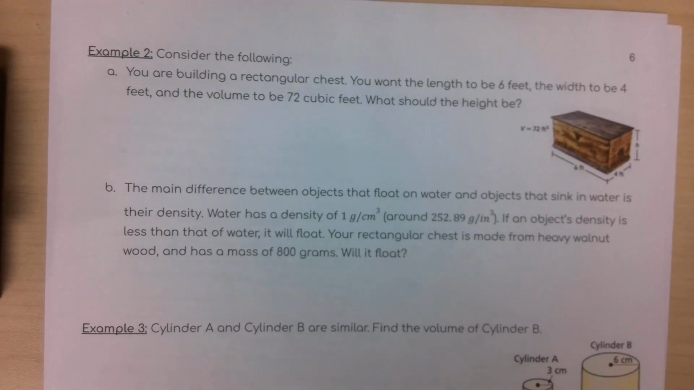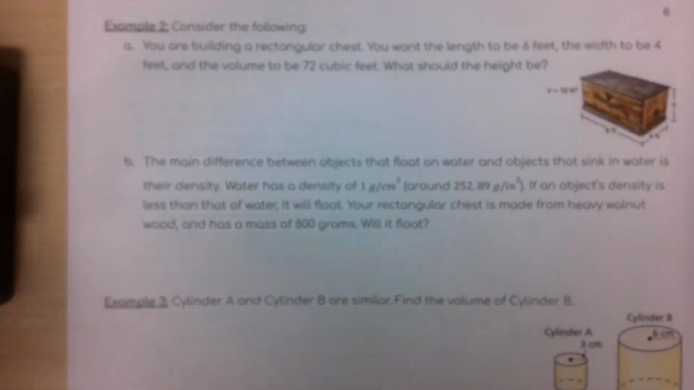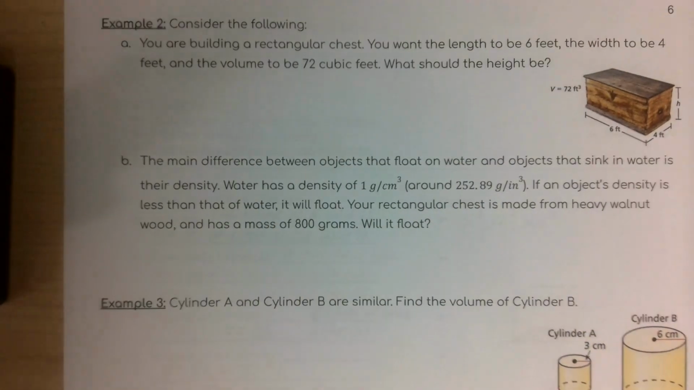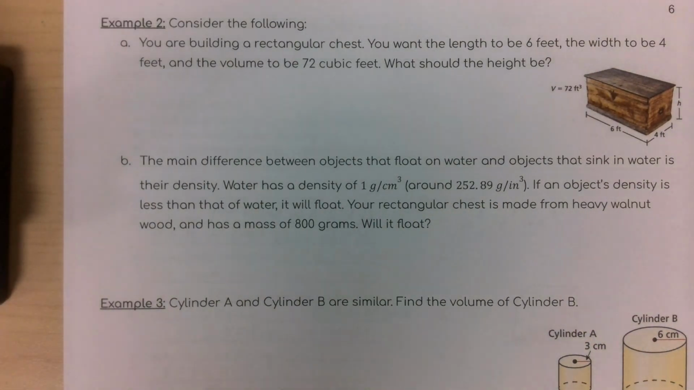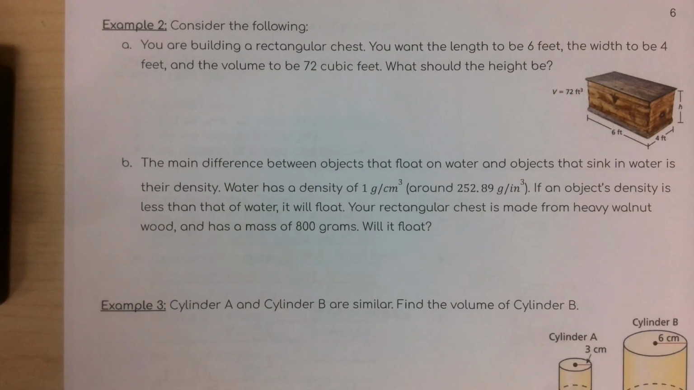We're going to use the ideas of density and similarity to tackle the next two full examples. So let's consider the following. We're building a rectangular chest. We want the length to be 6 feet long and the width to be 4 feet. This is going to be a very, very large wooden chest. We want the volume to be 72 cubic feet. And the question's asking, what should the height be?